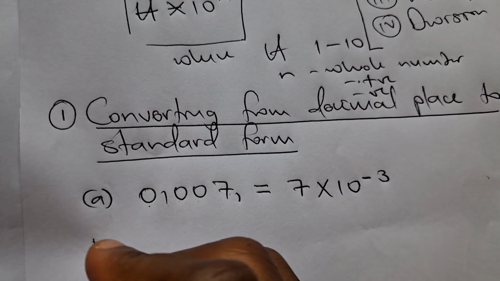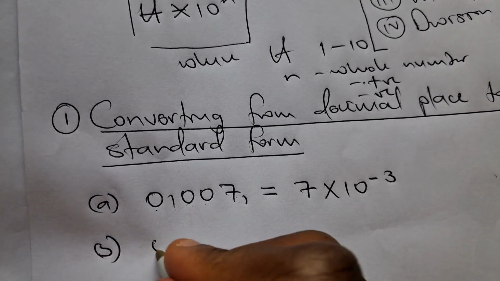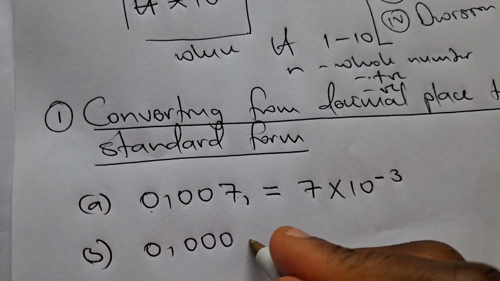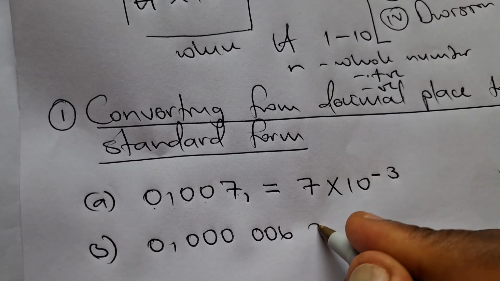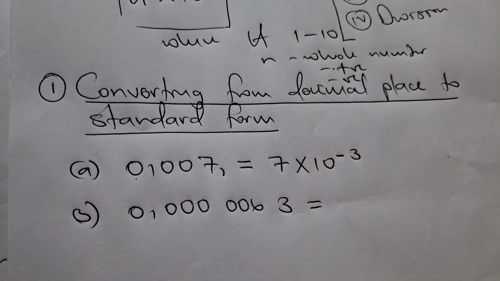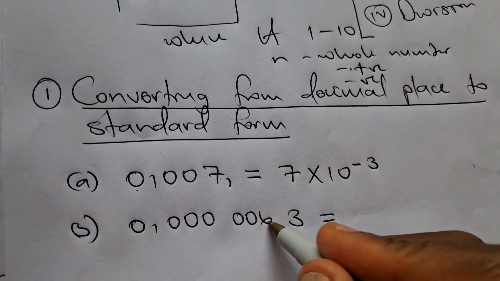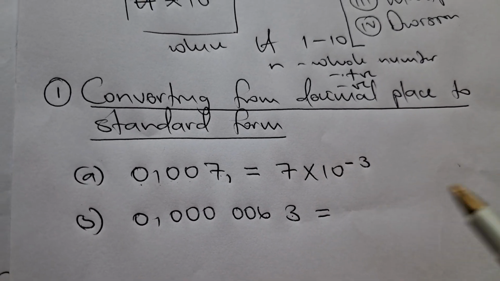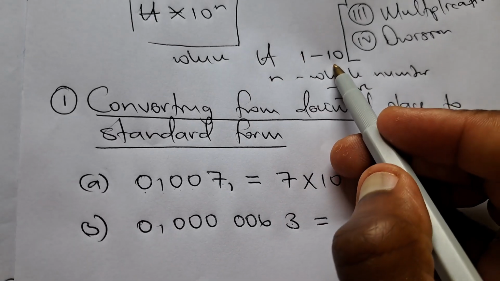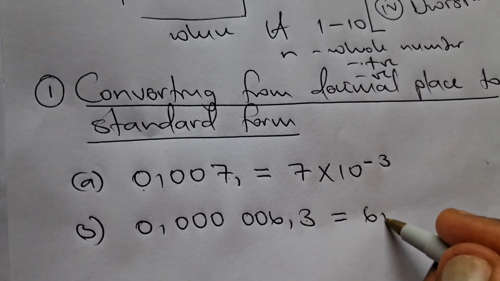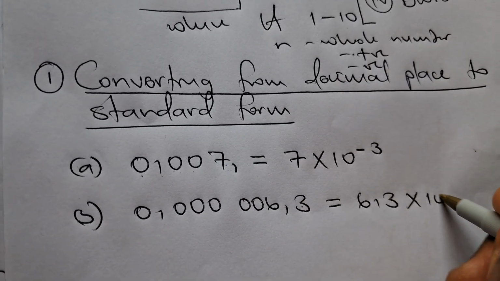So I want to look at another example. You're given 0.0000063. They want you to convert it to standard form. First step, remember there's 6 and 3, but we can't write 63. We are going to write it in the range between 1 and 10. So it will be 6.3 times 10.